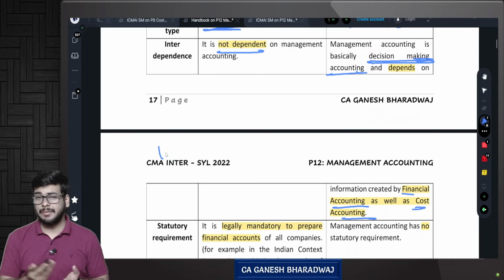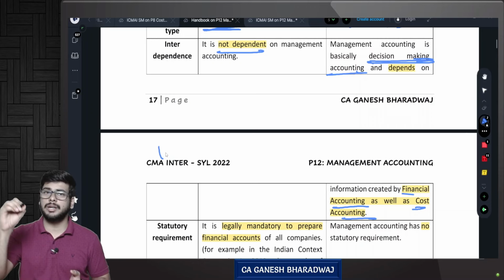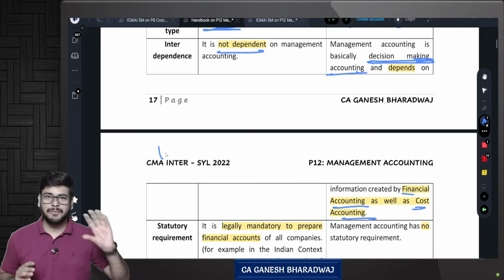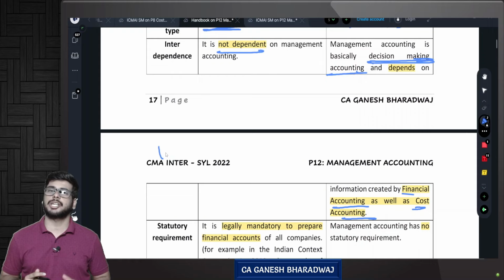I myself have seen so many job offers where they say required for the post of financial controller, CA stroke CMA, which means they are indifferent whether you are a CA or CMA. They are going to test you on your analytical skills, abilities and all that. If you want to be a decision maker in an organization, this subject, management accounting, is going to be very, very important.